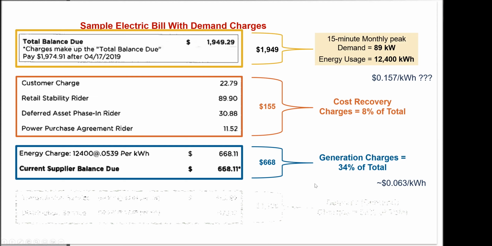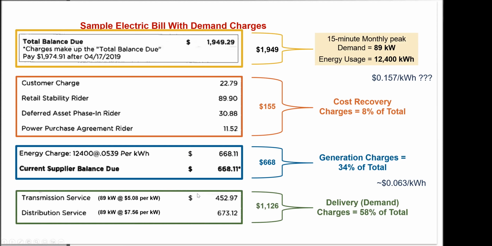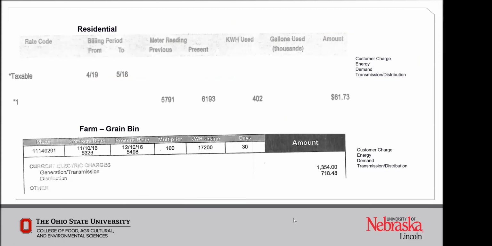So where's the rest of that come from? It comes from demand, which is that peak of 89 kW that I set during that billing period. This bill charges $1,126 for that demand. We're going to go into demand in more detail in the other web seminar, so you can go and link to that and see it. But in this case, 58% of the costs are in demand, and only 34% of the cost is in generation. This isn't to say that saving energy is not good. It just may not reduce your bill as much as you expect, because it only saves 6.3 cents to save energy. Saving demand can save quite a bit more.